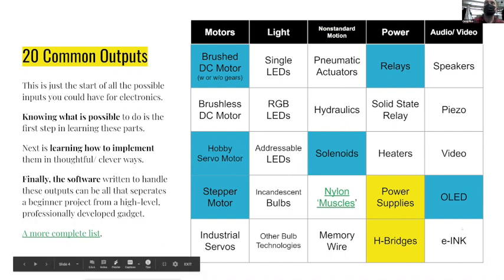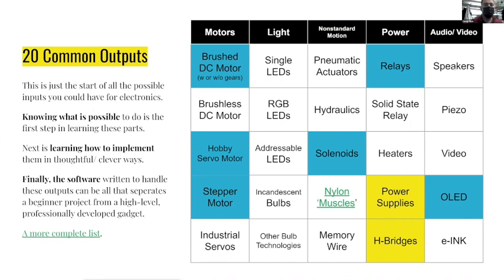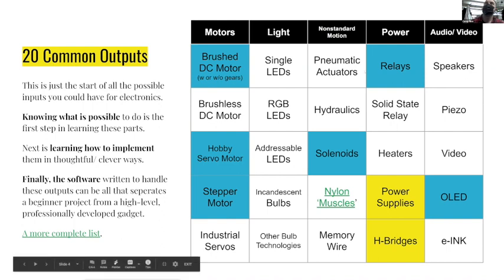On the audio video side, we're going to just sort of jump in with OLEDs and maybe e-ink, but there's also speakers and piezo transducers and video where you can fully output video from an Arduino, which is a little crazy, but you can if you really want to go down that coding game. So there's all sorts of different levels of things that you can explore. There's a more complete list also that we could play with.